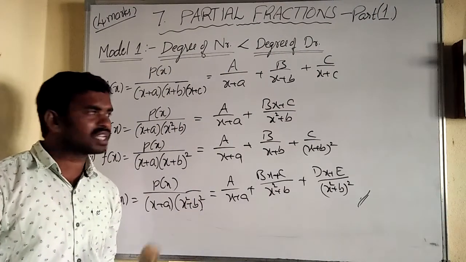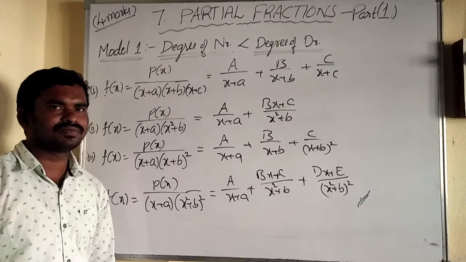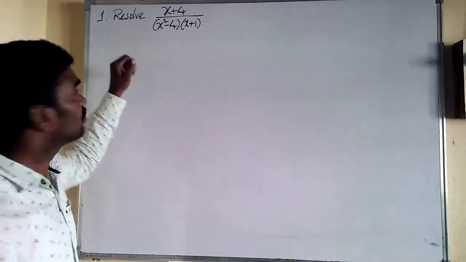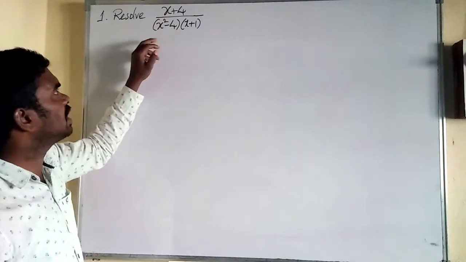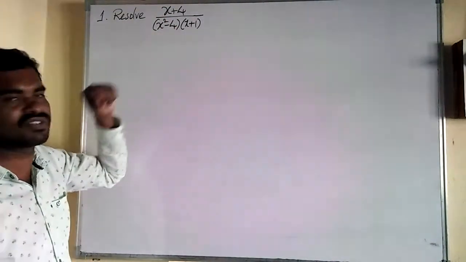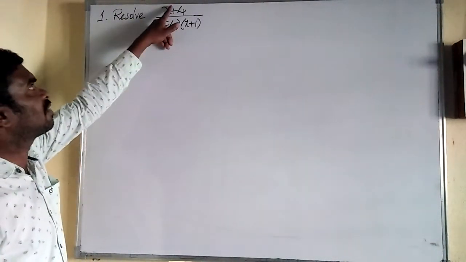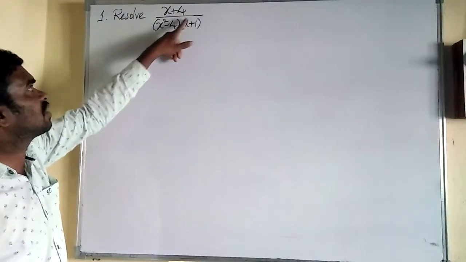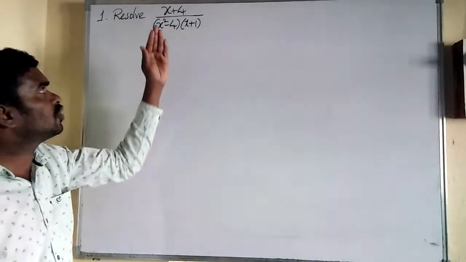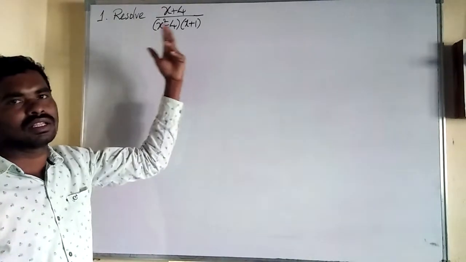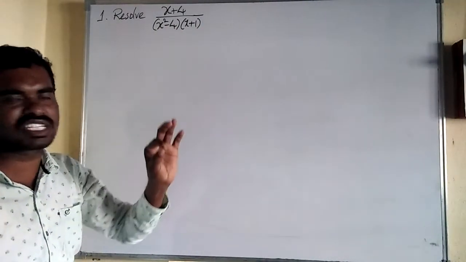Shall we take one problem based on this type? Yes, take the question. First one, resolve x plus 4 by (x square minus 4) into (x plus 1). See, here the numerator power is only 1. The denominator is here 1, here 2, totally 3. So the numerator degree is less than the degree of the denominator. So first case, first model.